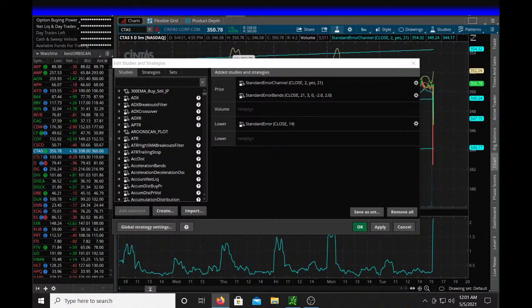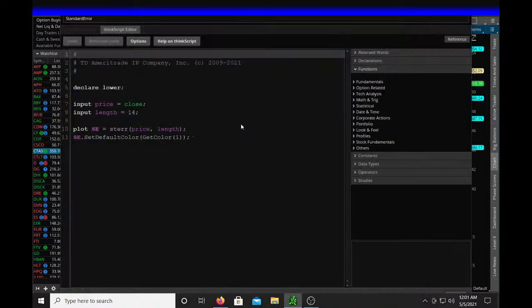Okay. Now we've also got the standard error. Looks like it's a lower study, and it looks like we're at the height of an error right now. I don't necessarily understand what that's all about, but let's get some info on that. It looks like it's going on a length of 14, per the close price, and then plot. I mean, it's just plotting one piece of information.